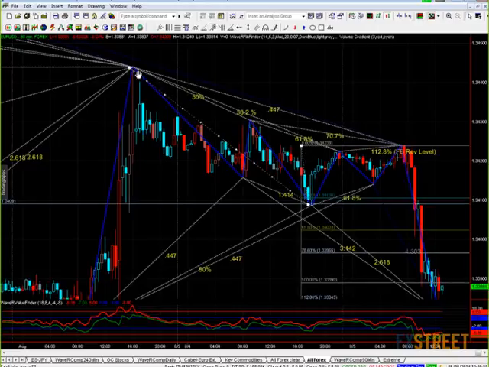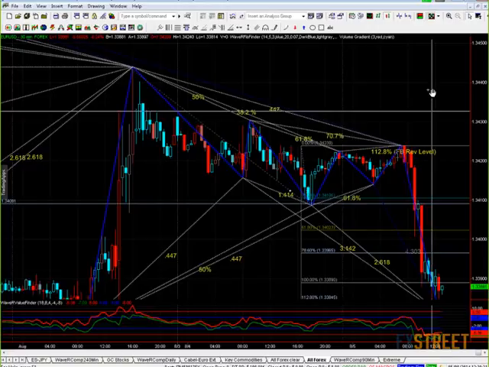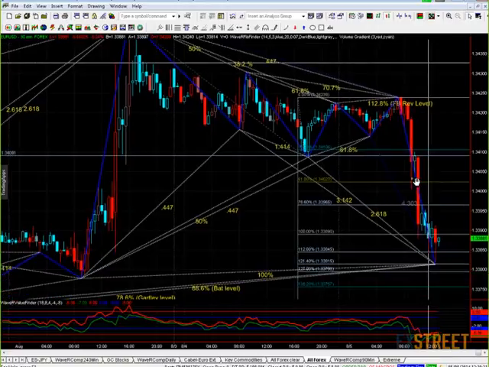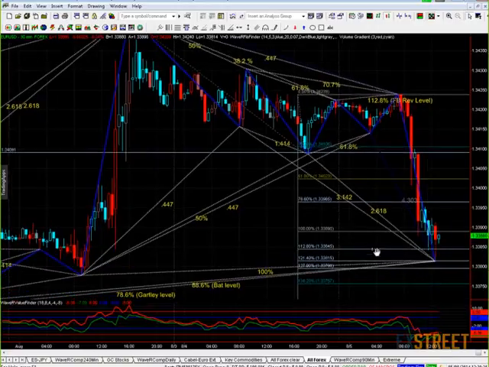Now, we've got another ABC move from the high down to this low. We then get this corrective move running through this morning. And where has it gone? We've got that number again, and that number is just beyond the 100%. It's gone just beyond the 112.8%, in the region of the previous low. This is exactly where we would expect to see a fair bit of support.